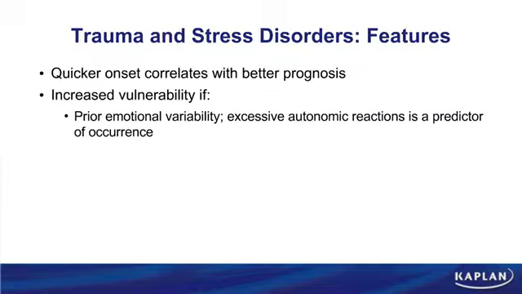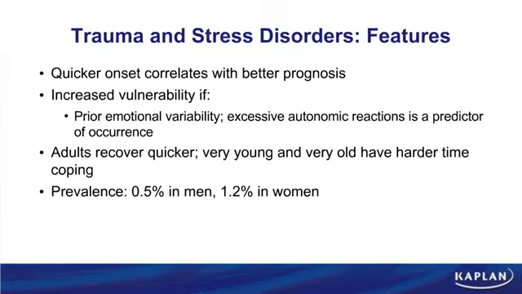So if you have a lot of emotional variability prior to the stressor, then you would imagine you're going to have increased vulnerability to the disease. Meaning, if you were abused as a child, maybe substance abuser, maybe poor support system, and you are exposed to a stressor, you are going to be at an increased risk to develop PTSD than another individual. Usually adults tend to recover quicker, whereas the young and the old have harder time. Why? The very young have a lot of supports, but they don't know how to access them. The older individuals know how to access their supports, but what's happened, their support systems have gone.